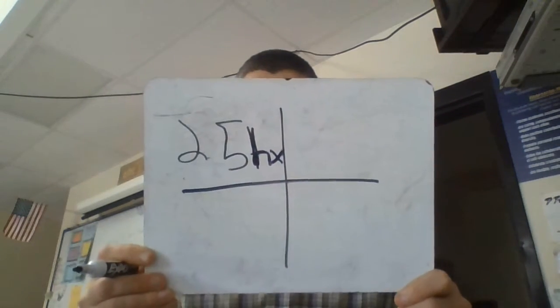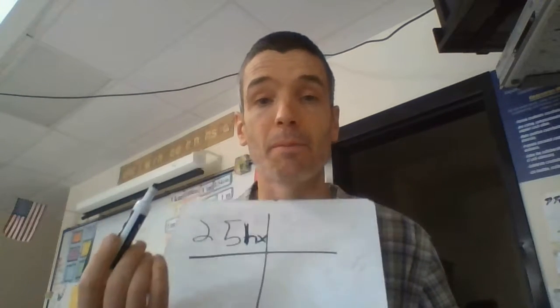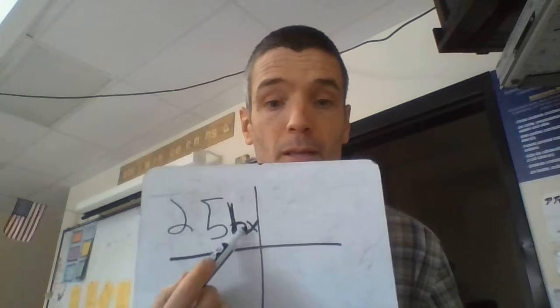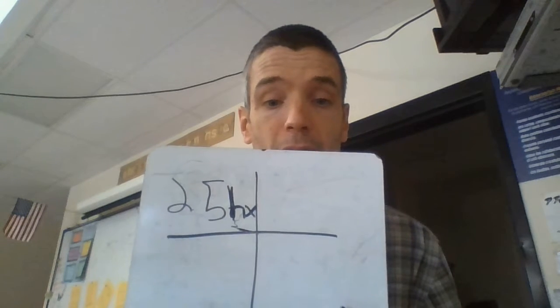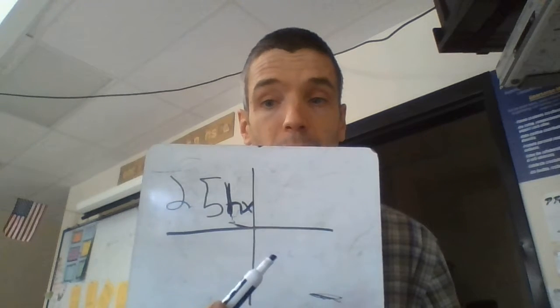All right, I started top left, 25 hex. The second pattern is you always put alike units diagonal. That means whatever unit's here, it has to be down here. All right? That way the units will cancel out.